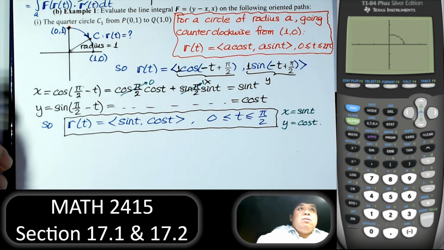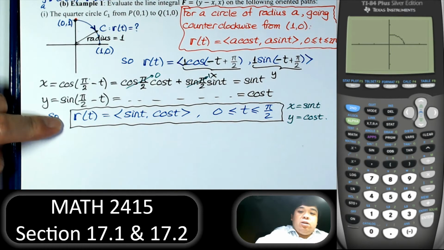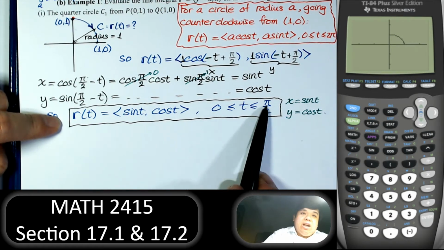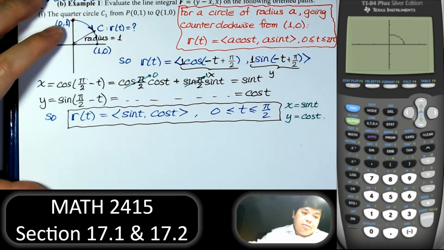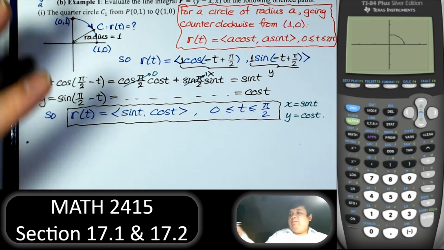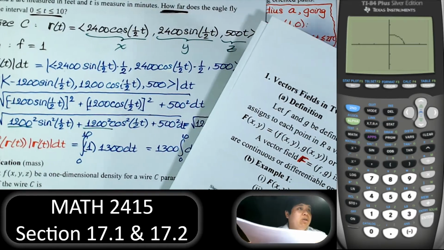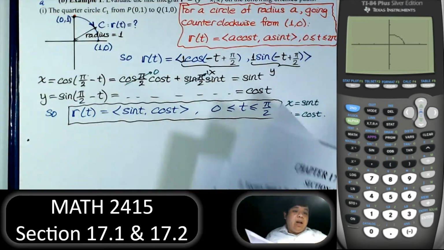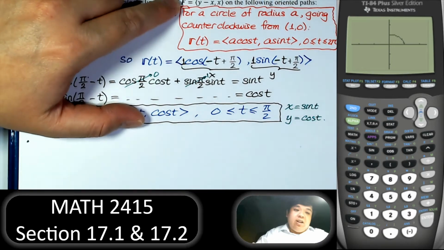So that's the first step. We have to know the parameterization, x and t. We know the limit too, so we integrate. Next, the function. If it is the scalar version of it, we will calculate the function. But this time, we have the vector field.